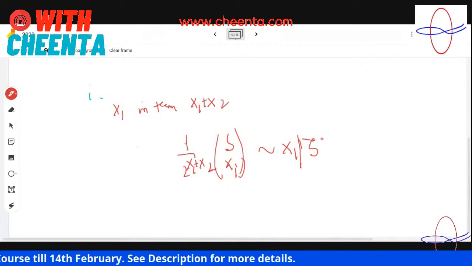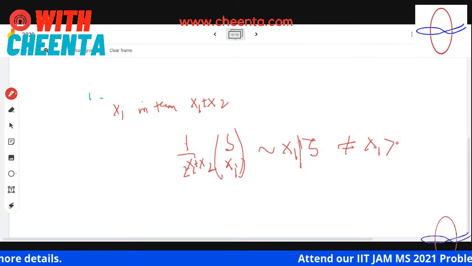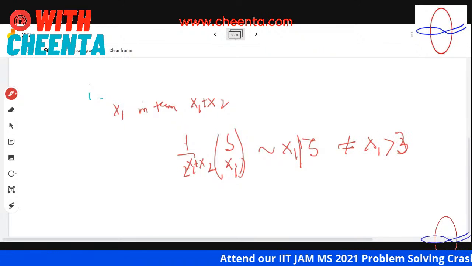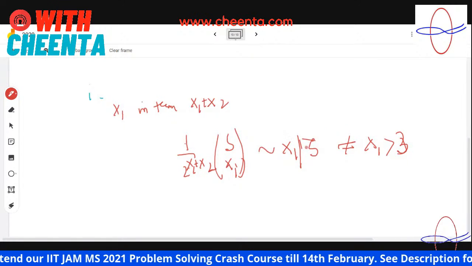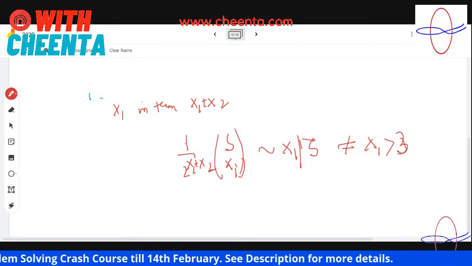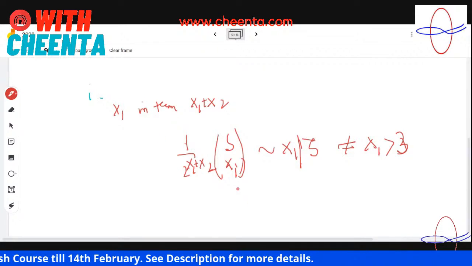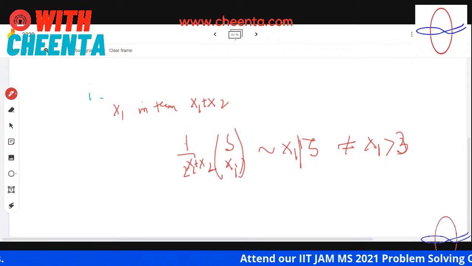But xi given s greater than 3 is not same as xi greater than 3, right? I mean, xi greater than 3 given s is not same as. Are you understanding the problem? I mean, let it be x1. Okay, let it be x1.